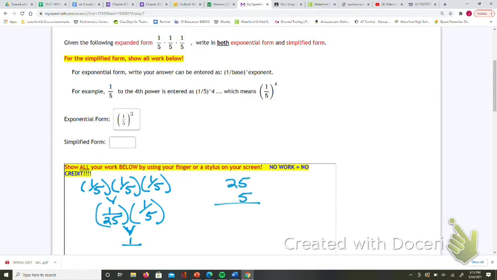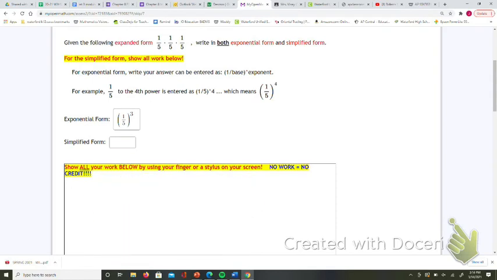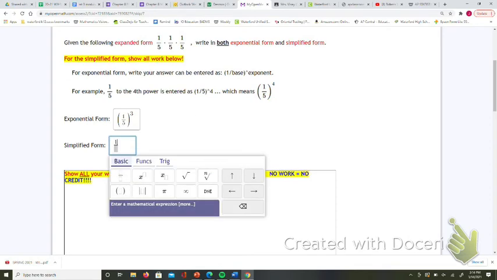25 times 5. 5 times 5 is 25. Carry the 2. 5 times 2 is 10. Plus 2 is 12. So 125. So our final answer is 1/125. Make sure you have all the work in before you submit. So I click in here, 1/125.